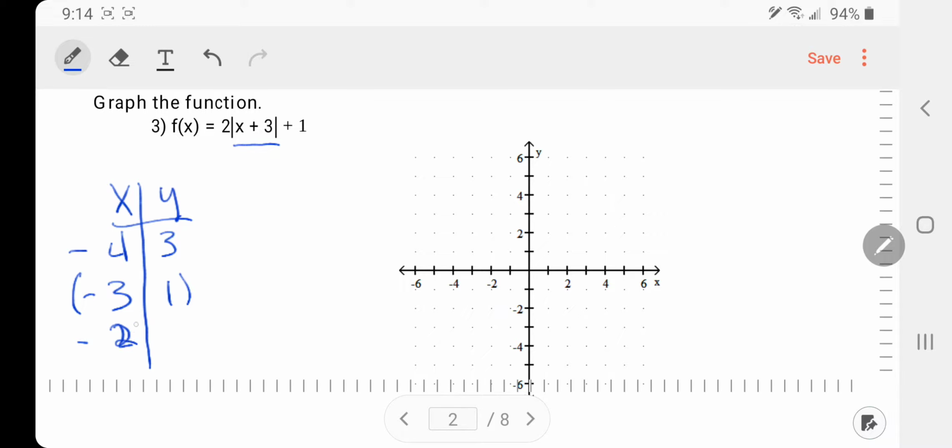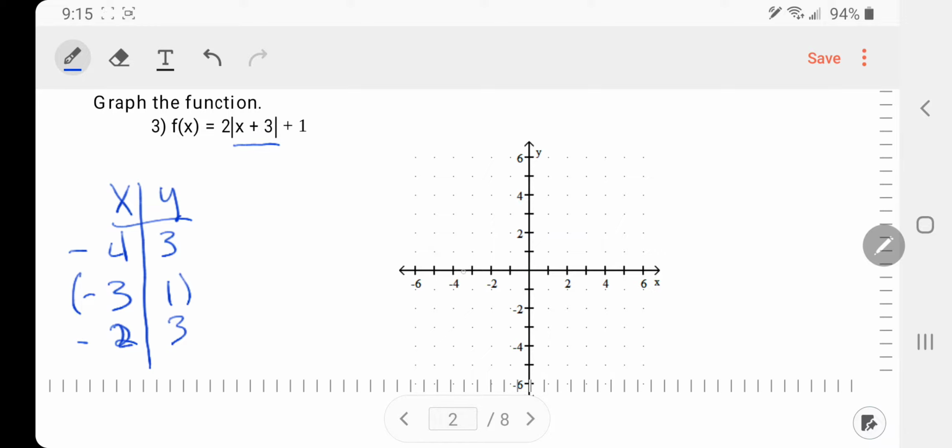So let's see. Negative 2 plus 3, that's 1. Absolute value of 1 is 1. 2 times 1 is 2. 2 plus 1 is 3. And we do see the symmetry. Now we're just going to come over here to the graph, plot the points, and connect the dots.